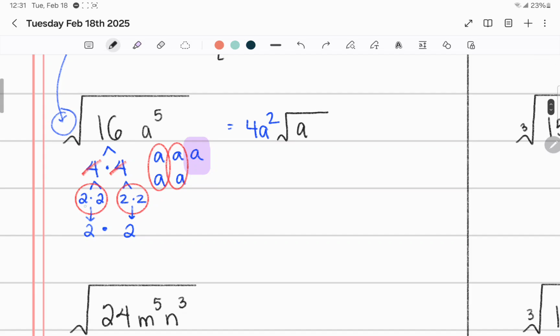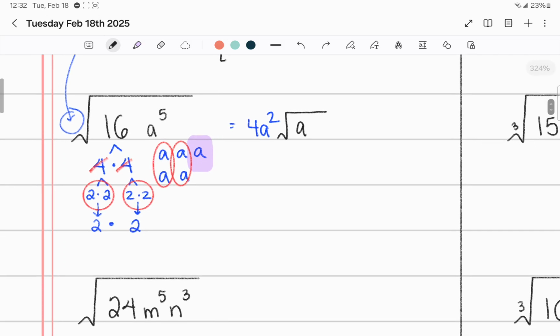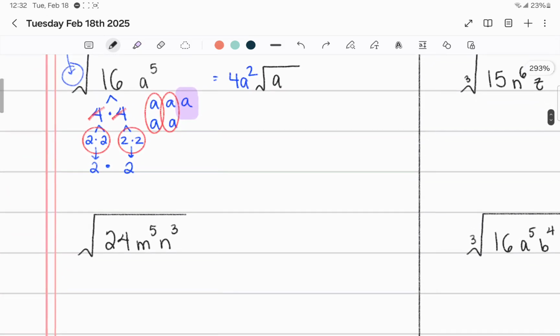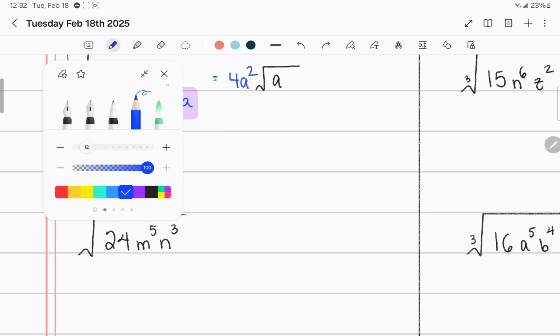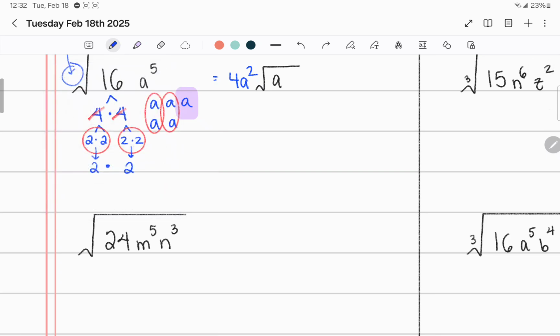So again, we did 2 2s, 2 2s, 2 A's, 2 A's. These 2s are represented by the 2. These 2s are represented by the 2. And then we have A to the power of 2 because there are 2 groups of A's. So I'll give you a sec to write that down. We're gonna do the same thing on the next number. I'm gonna give you a couple seconds to write that down.